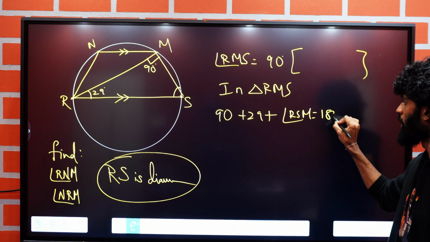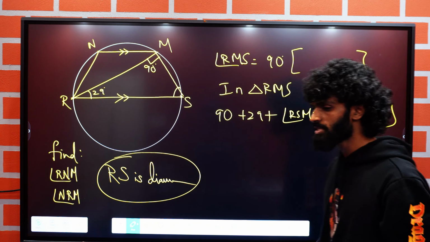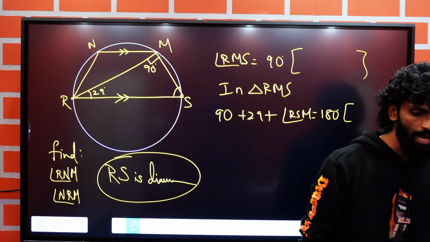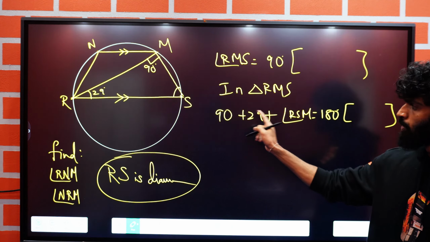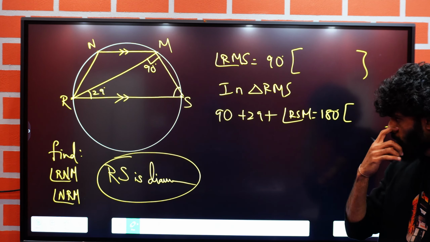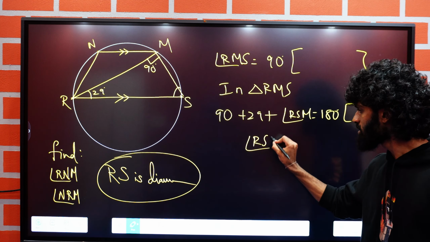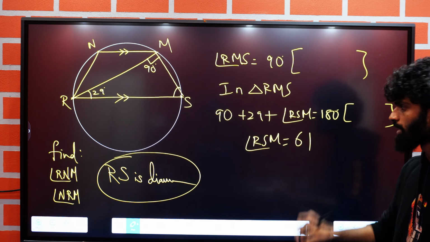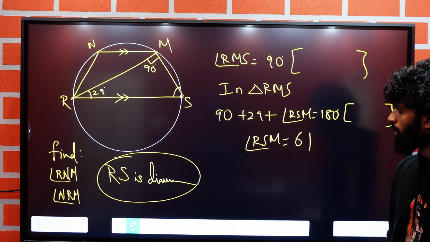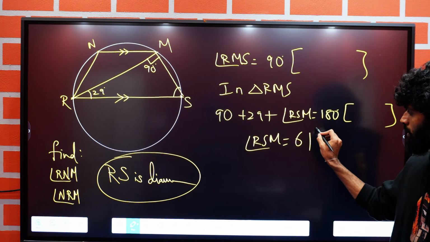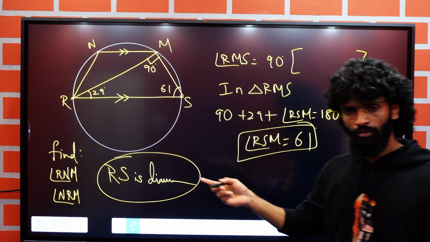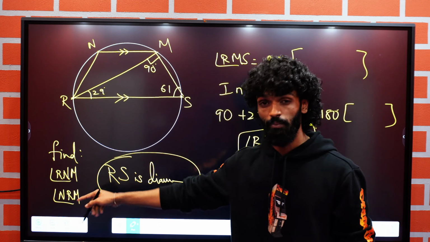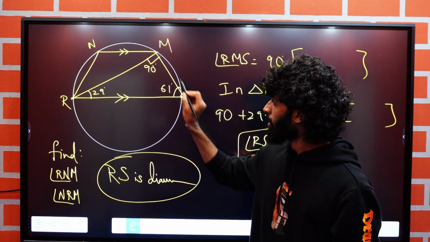RSM will be equal to 180 degrees. You're supposed to state the reason. What's the reason? Sum of angles of a triangle equals 180 degrees. Fine. So this will be 119. Angle RSM equals 61 degrees. Correct? Now, which means RSM is found, but this is 61. If you focus here, this was not asked in my question, but still it is essential for me.